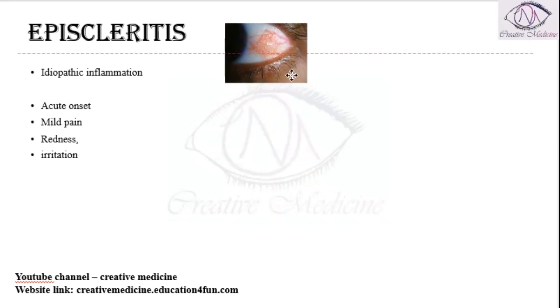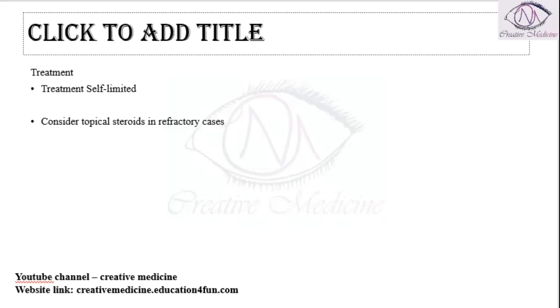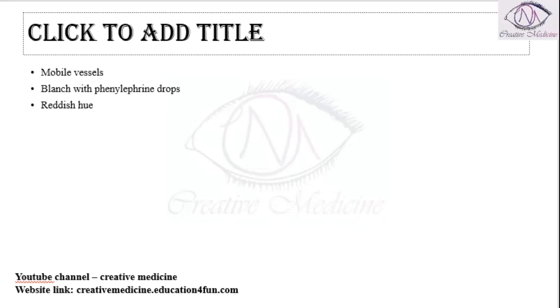It is an idiopathic inflammation of the episclera. Because it is an inflammation of the episclera, that is one reason why these vessels are mobile and have a reddish hue, and they blanch with phenylephrine drops because they are episcleral vessels.